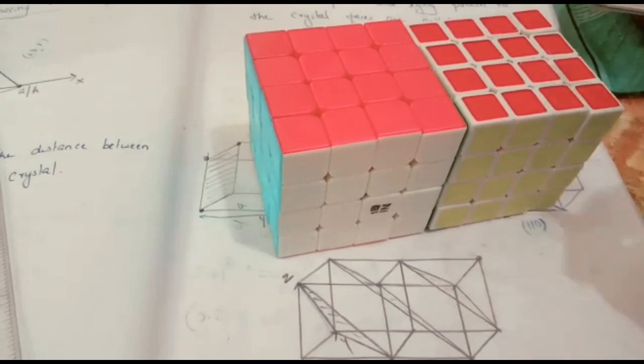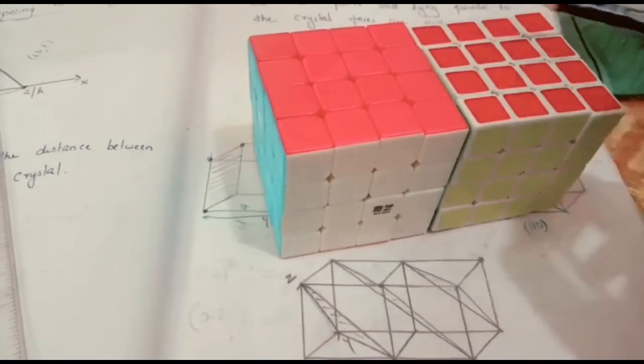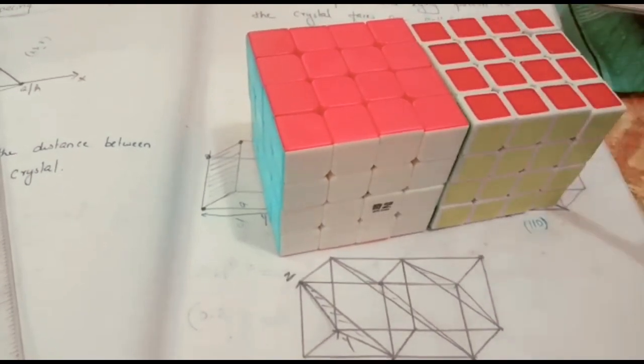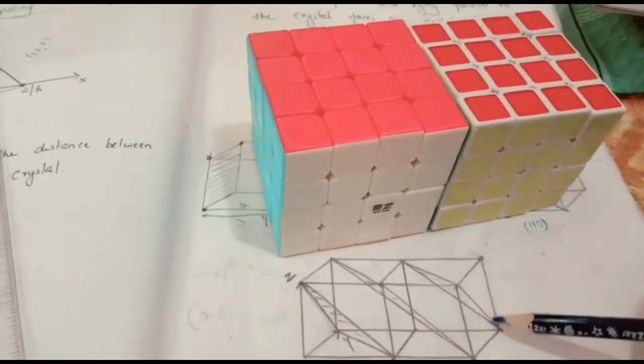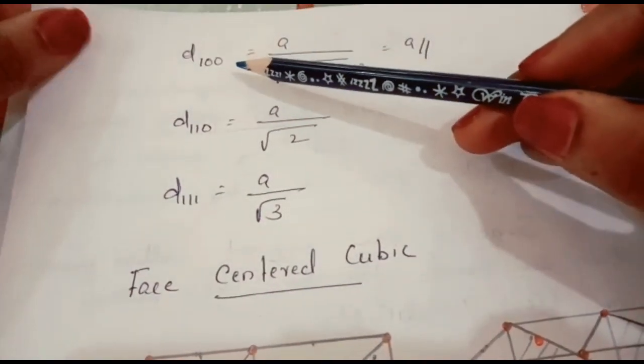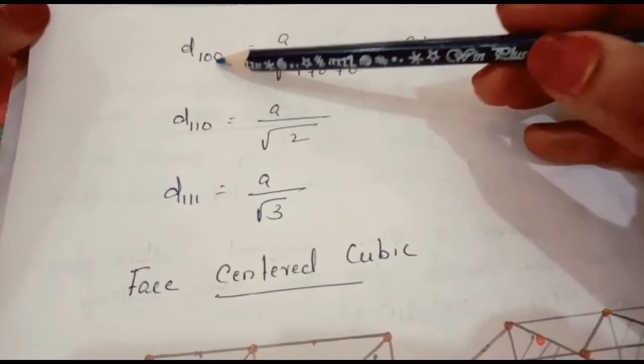Then the third plane is this corner, same as before, X, Y and down Z. So when you connect all these three, it will come like this. Now we will find out D100, the distance between two successive planes in a simple cube. D100, what is the formula?